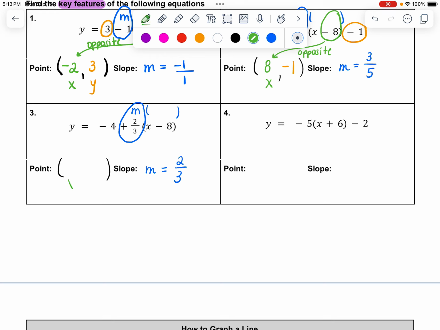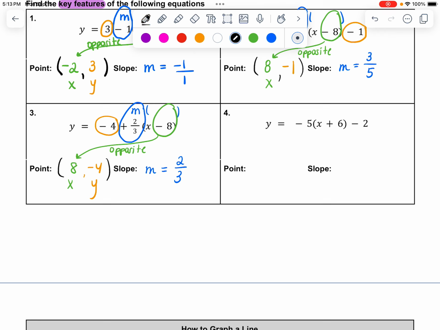My x number is always going to be inside of the parentheses. But since it's a -8, I'm going to make it the opposite. Even though I see a minus, I'm going to write down a +8. For my y number, it's going to be whatever number I didn't already use for something else, which is -4.